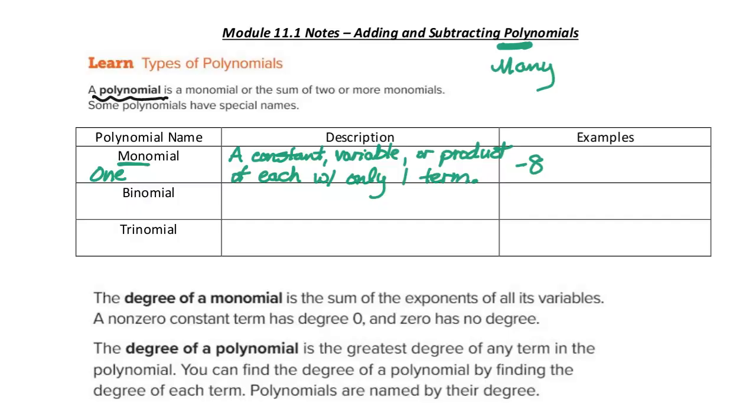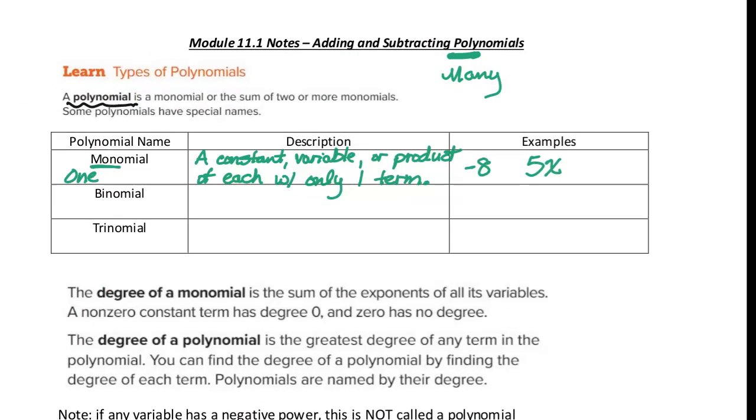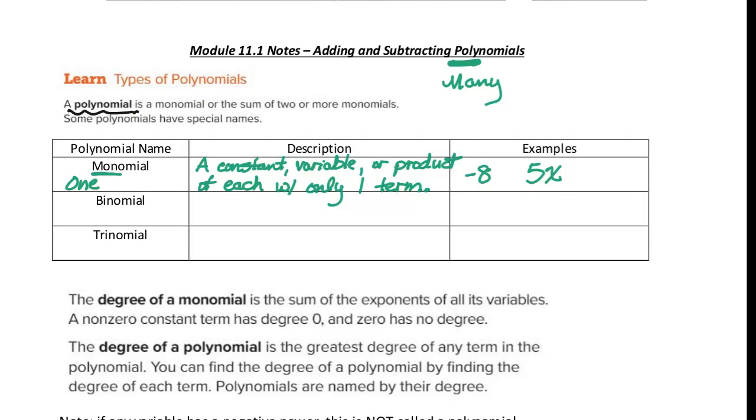We could also have 5x. That is a monomial because it's a product. You're multiplying a 5 with the x, the variable. You could also have -3m squared n to the 5th. That is also a monomial because you are multiplying all of those things together.